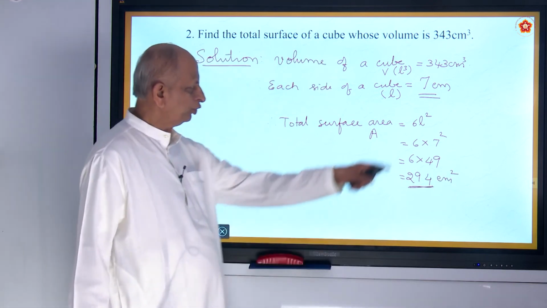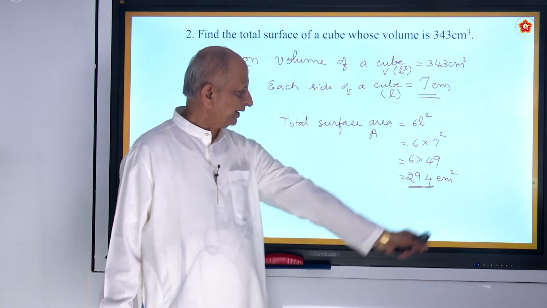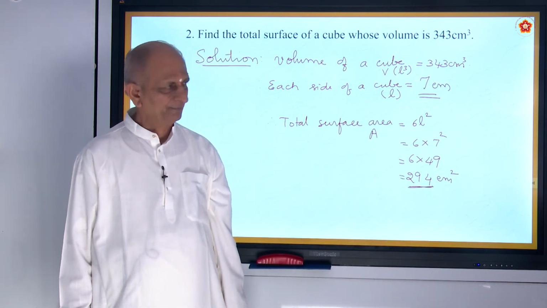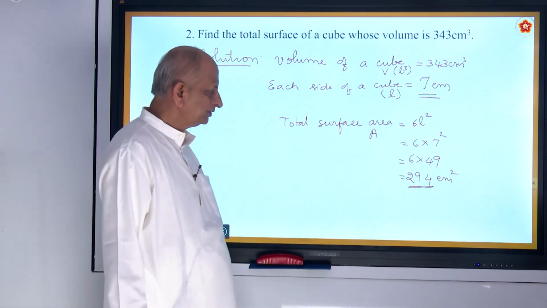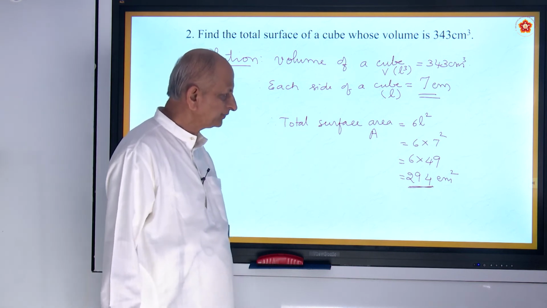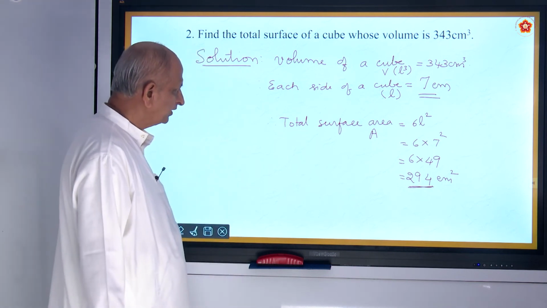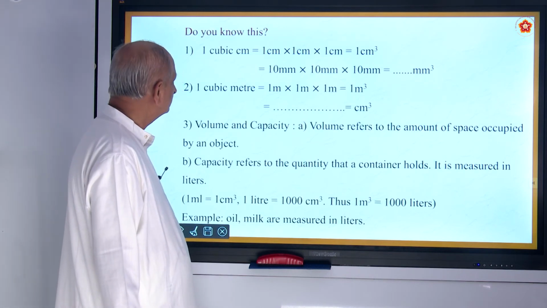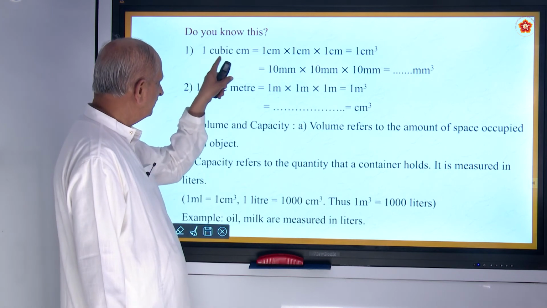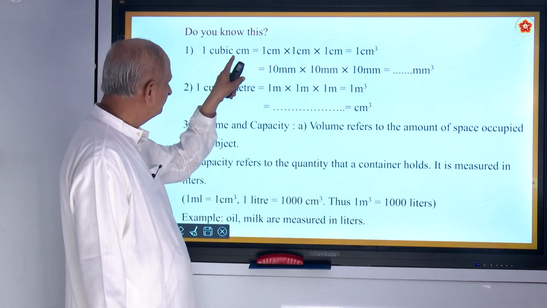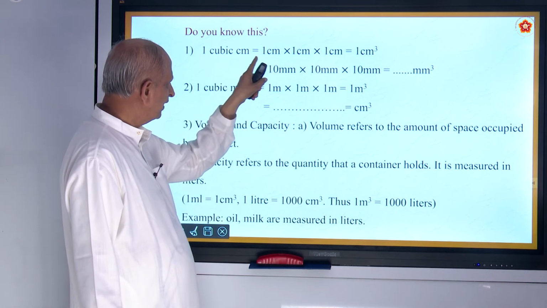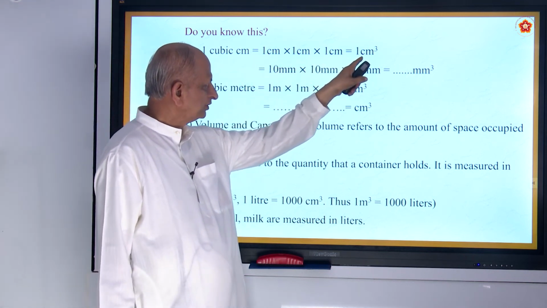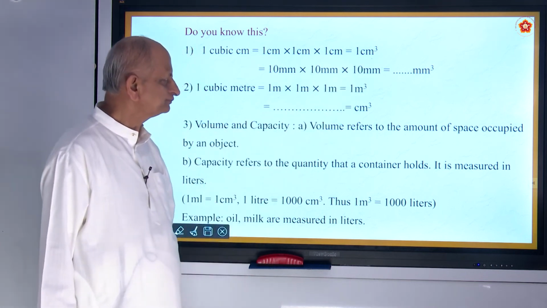See, volume is cube centimeter and area is square centimeters. So these are the two problems in this. Now we will see something about capacity of the container. So 1 cubic centimeter is, now about units. 1 cubic centimeter means what? 1 centimeter length, 1 centimeter breadth, 1 centimeter height. It becomes 1 centimeter cube.